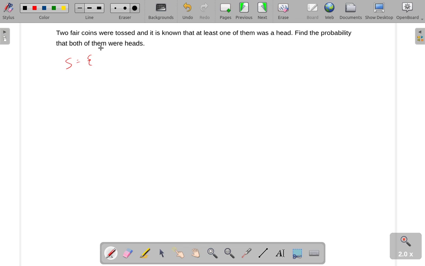The sample space, if we're flipping two coins: we could get both being heads, we could get a heads and a tails, we could get a tails and a heads, or we could get tails and a tails. There's only 4 possible outcomes here.